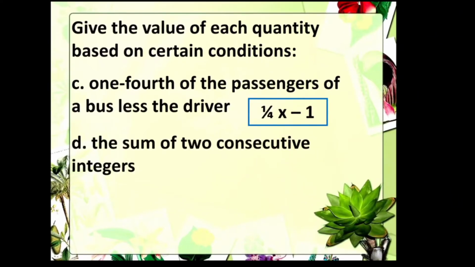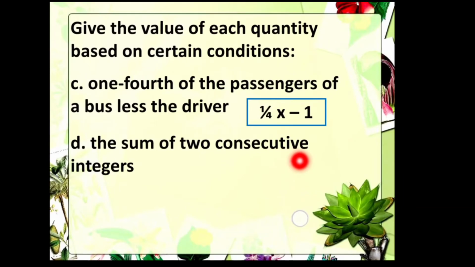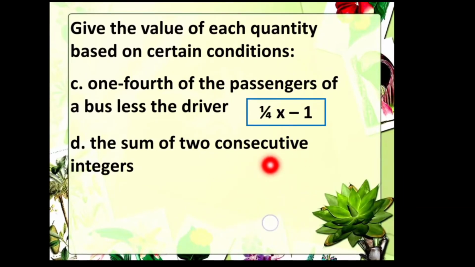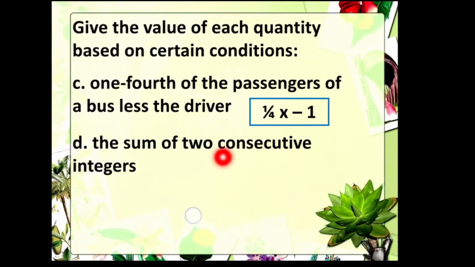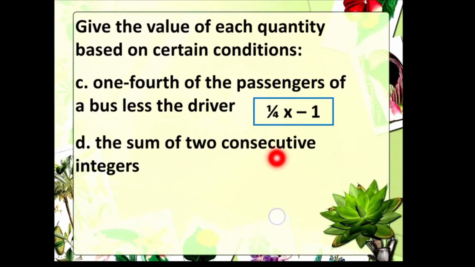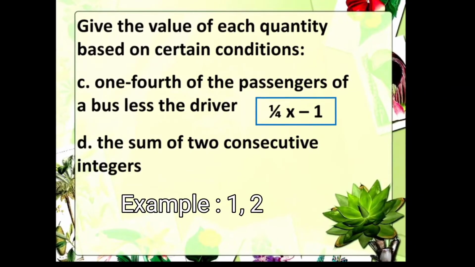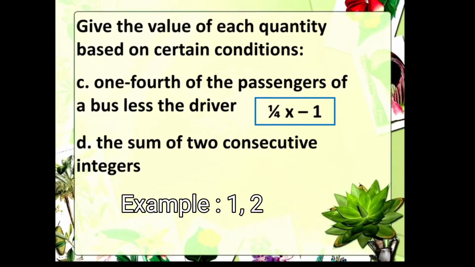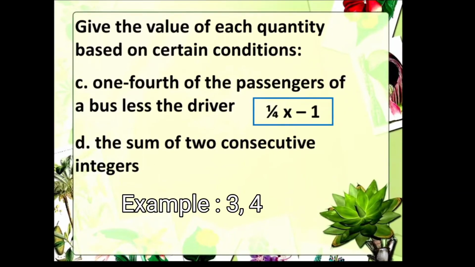Next, the sum of two consecutive integers. So you have to be familiar with the word consecutive. From the word consecutive, that is successive numbers. So two consecutive means two successive numbers or integers. For example, we have 1 and 2, that is two consecutive integers. 3 and 4, that is two consecutive integers.